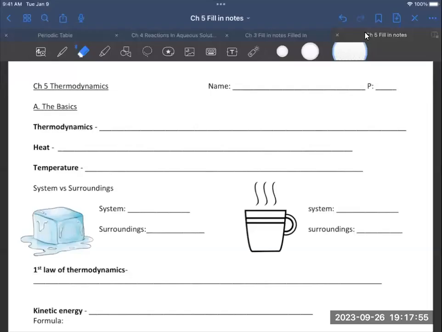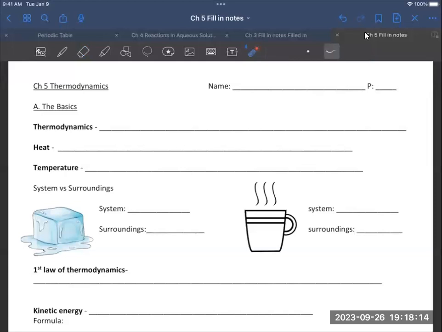Okay, folks, we are starting a brand new chapter today. The type of concept that we're talking about is going to be around heat. So how does heat involve itself with chemical reactions? How do we describe it in a chemical way? That's what chapter 5 is all about, and it's thermodynamics.